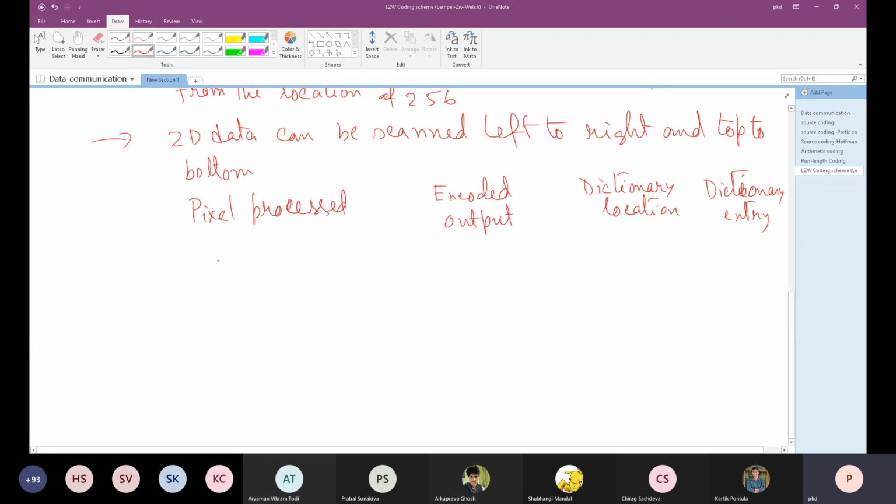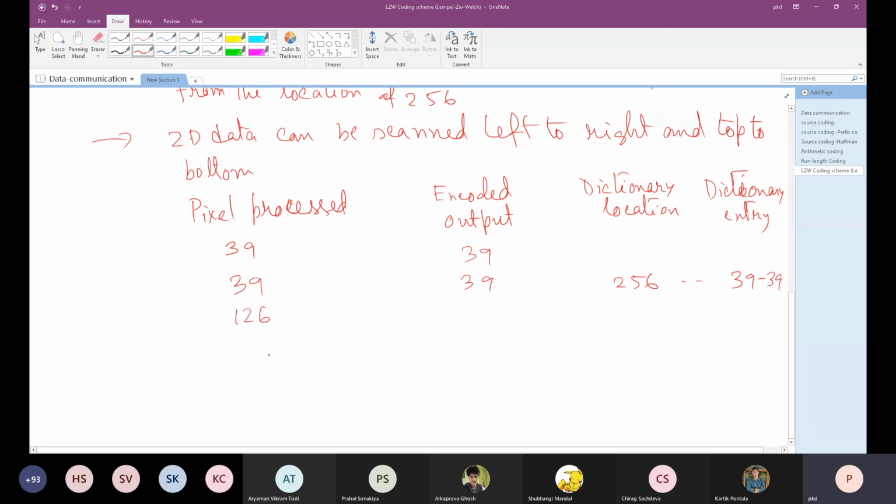So the pixel processed, first we had 39. So 39, and encoded output is of course 39 because no chain is yet formed. So next would be 39. Now here also we have 39, but here one chain will be formed. So we have a location 256, and then we will have entry 39, 39. So basically 256 represents a sequence 39, 39.